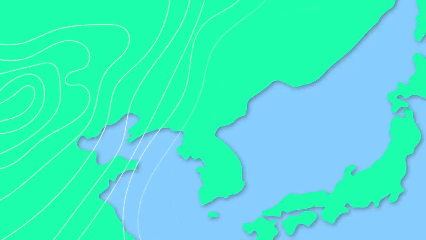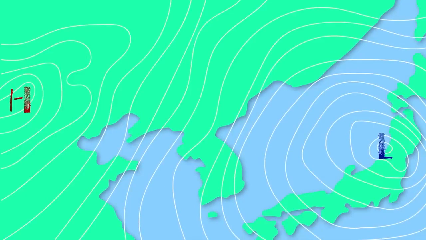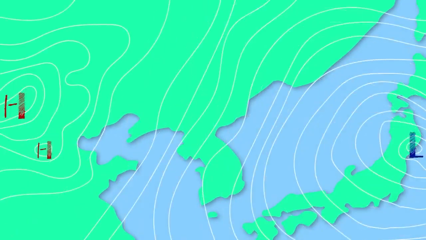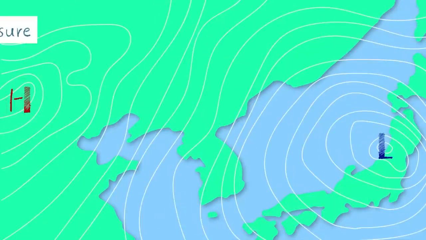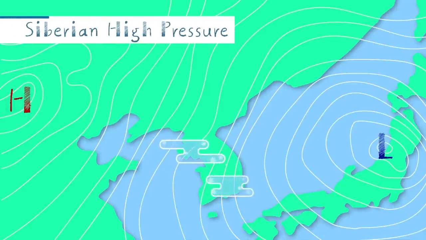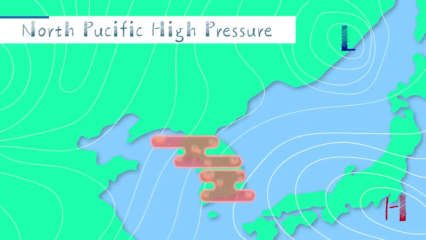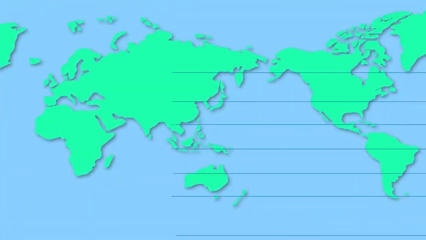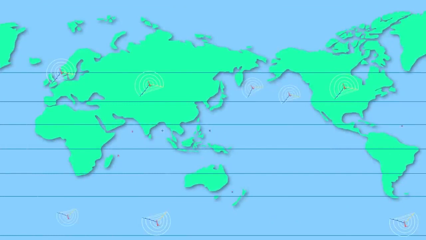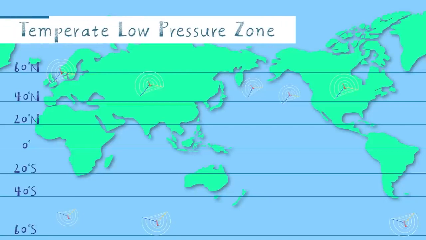High pressure zones are divided into stationary high pressure zones, which remain in one place with very little movement, and migratory high pressure zones, which separate from the stationary high pressure zones and move with westerly winds. The Siberian high pressure zone, which affects Korea in the winter, and the North Pacific high pressure zone, which affects Korea in the summer, are both stationary high pressure zones. Meanwhile, low pressure zones can be divided into temperate low pressure zones and tropical low pressure zones, depending on where they occur. Temperate low pressure zones occur at cold fronts around 60 degrees latitude.